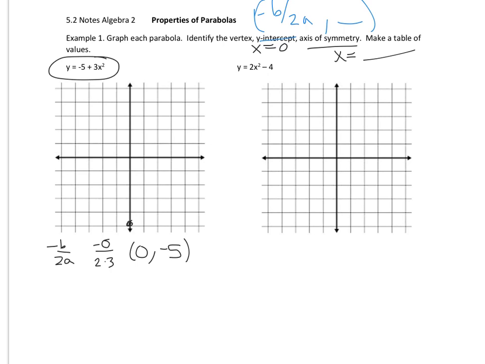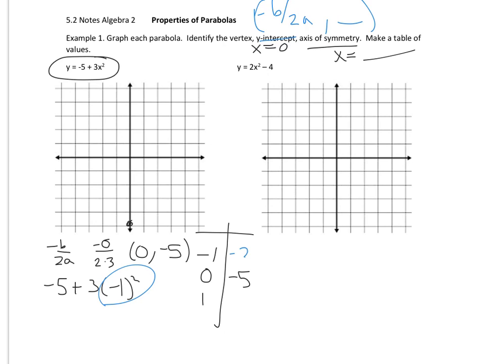And then what I'm going to do is make a table of values. I always put my vertex in the middle. So 0, -5 in the middle, I'm going to pick a negative, I'm going to pick a positive. So it's going to be -5 plus 3 times -1 squared. So -1 squared is 1, 1 times 3 is 3, this is going to be -2.